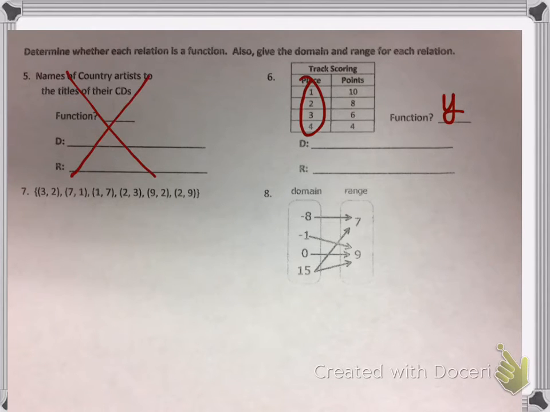Okay. When you see two lines coming off a mapping, like you do here on number 8, and you can see how the 15 has two lines coming off it, that means x is repeating. So this one is not going to be a function. You can still find a domain and range, but it's not a function. And then here, as I look at this, 3, 7, 1, 2, 9, 2. 2 and 2, x is repeating, so this one is not going to be a function also.